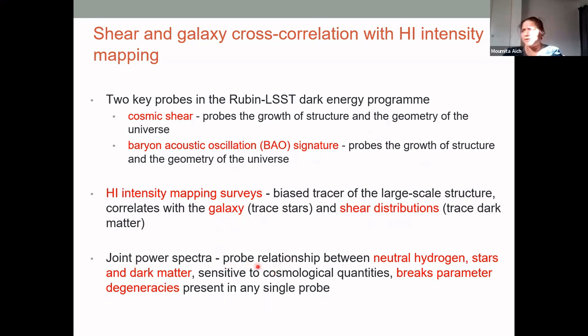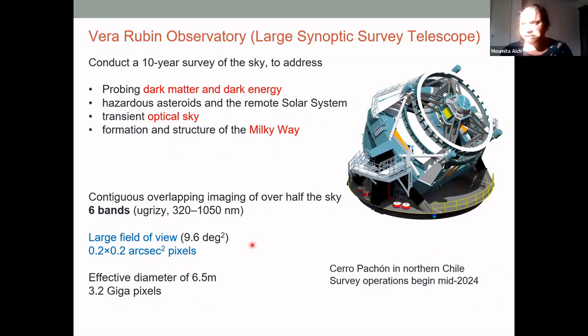Right? So this joint power spectra will probe neutral hydrogen, stars, and dark matter, and it will also break certain parameter degeneracies which are present in a single probe, and I'll show you how it manages to break them. Right. So just a single slide on the Vera Rubin Observatory, which was known as the Large Synoptic Survey Telescope. This is a 10-year survey of the sky to probe dark matter and dark energy, and obviously it has other goals. It has 6 bands between 320 and 1050 nanometers, and it has a large field of view of about 10 degrees.